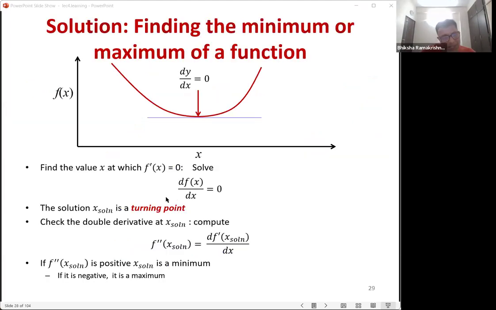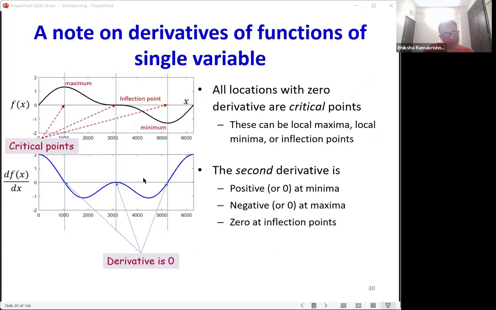Okay. And so here's what we did, right? Find the value of x at which f prime x is 0. That's always going to be a turning point, or almost always. We'll see where it's not. And then check the second derivative. If it's positive, x is a minimum. If it's negative, it's a maximum. Easy. But then you can have other ugly things.